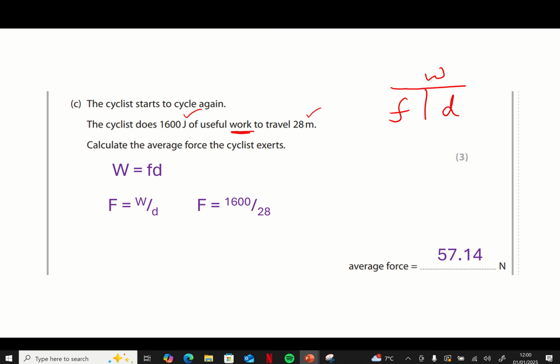And again, the tricky part is just remembering the equation. But you could quite happily have gone in and seen that I've got work or energy. Remember, work and energy are the same thing. And I've got a distance and it wants a force. So we can see I've just got to go and find a formula with F, W and D in it.